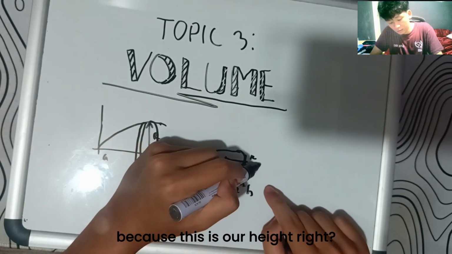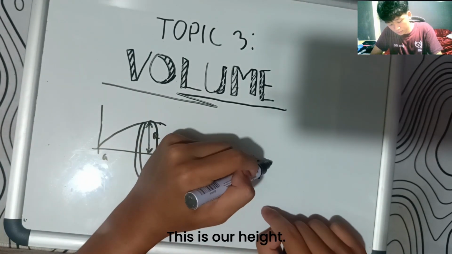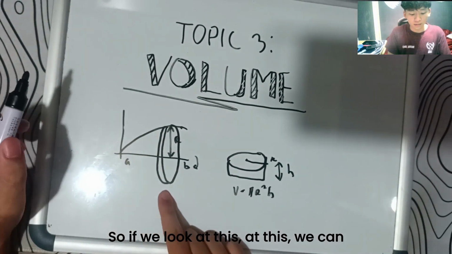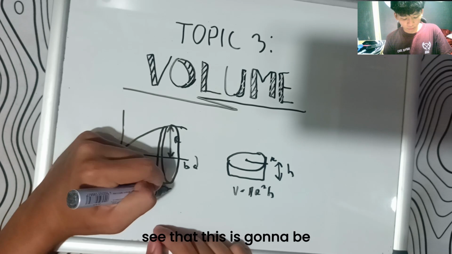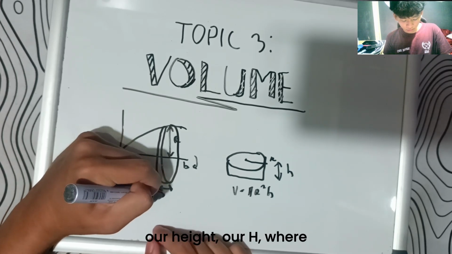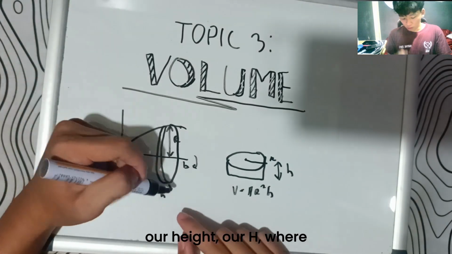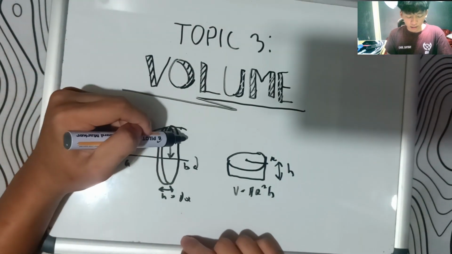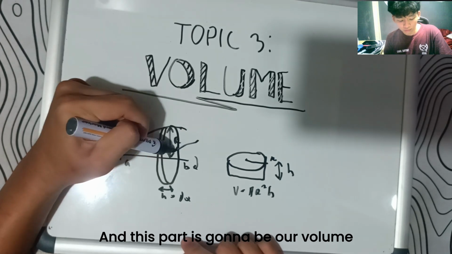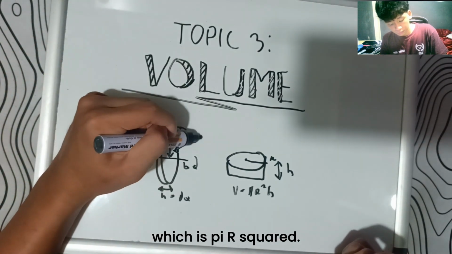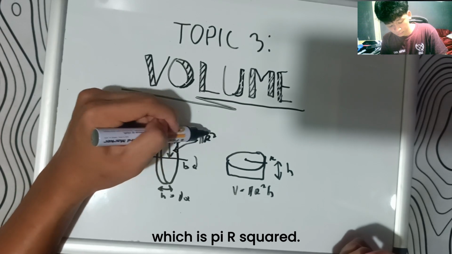This is our height, right? So if we look at this, we can see that this is going to be our height, or h, where we can just call it dx. And this part is going to be our volume, which is pi r squared.